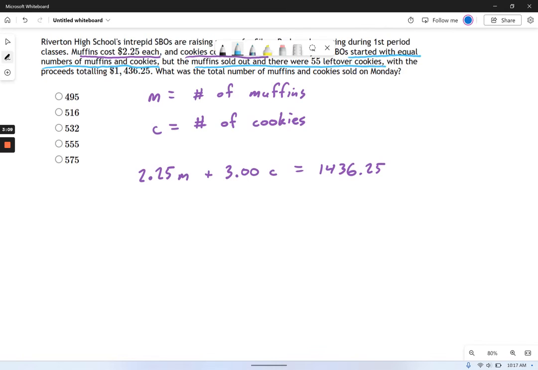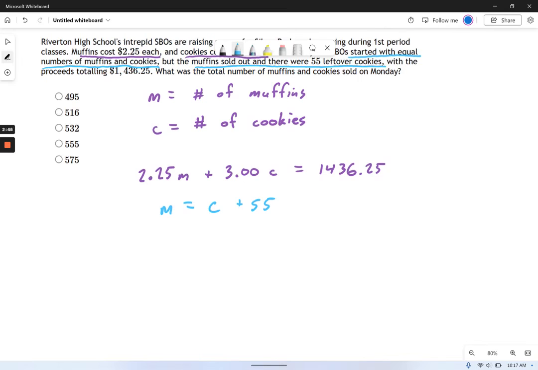That's important. I think it sounds like there were more muffins sold. So the number of muffins equals the number of cookies plus 55. Remember, this is not talking about how many muffins are sitting there at the school. It's talking about how many were sold. So the number of muffins sold was 55 more than the number of cookies. Think about it that way.